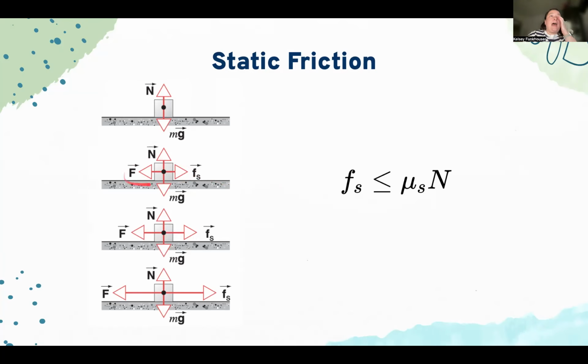So at this point here, it's definitely less than the coefficient times the normal force. And maybe at this point, it's at its maximum, the biggest the static friction force can get. And past this point, the object will begin to move. But again, the static friction force is just as big as it needs to be in order to prevent motion.